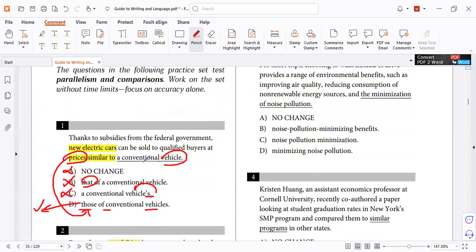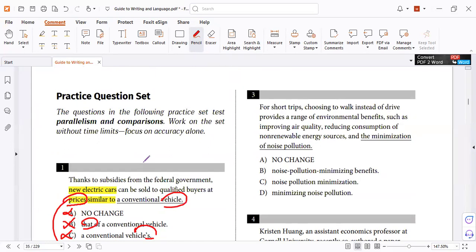That's right. Now it's your turn. Number 3.